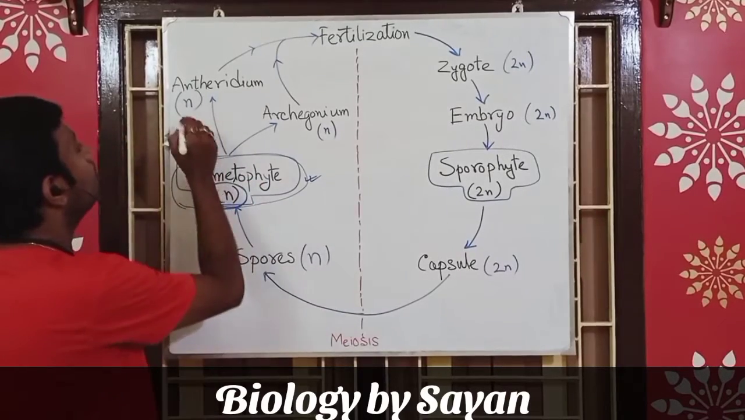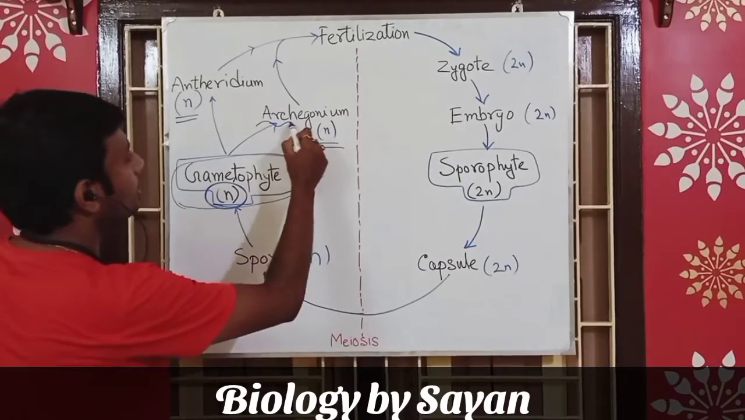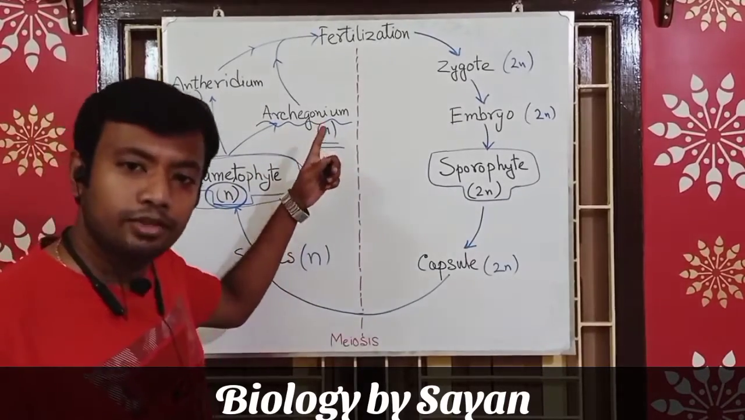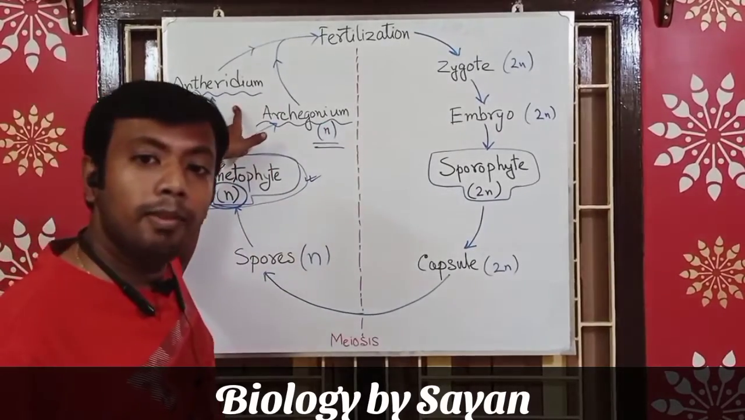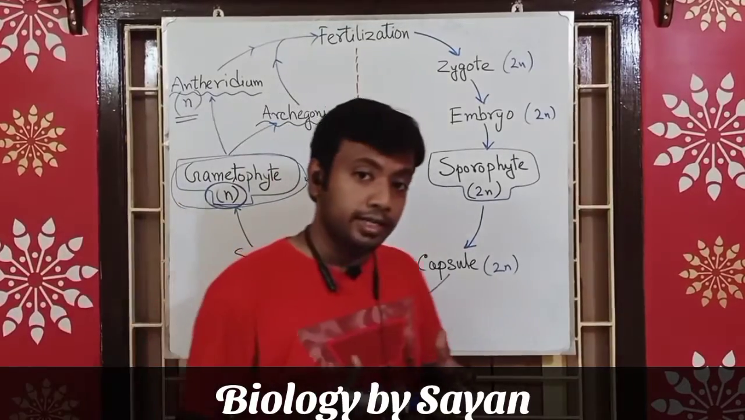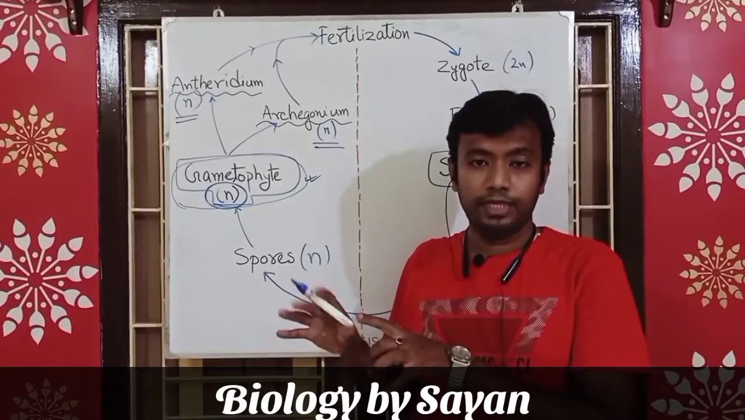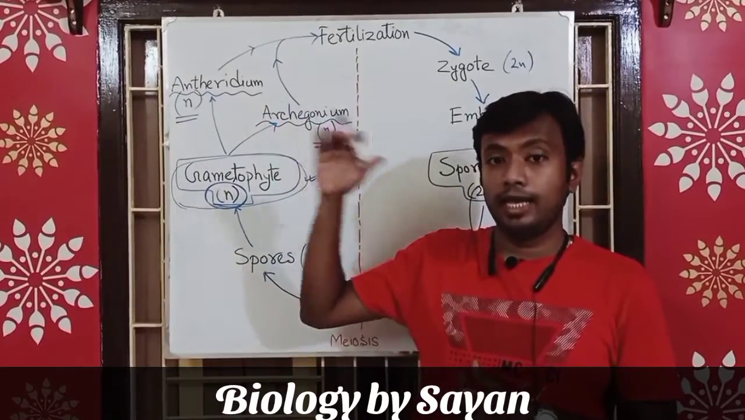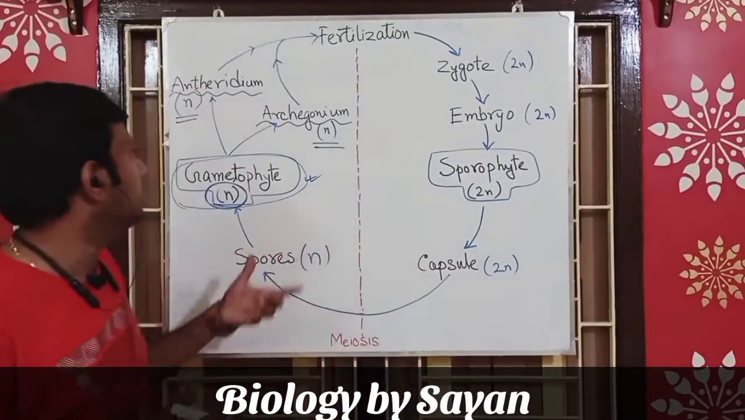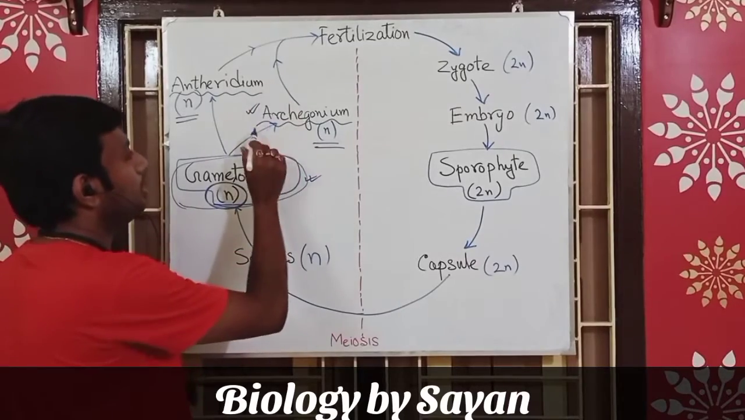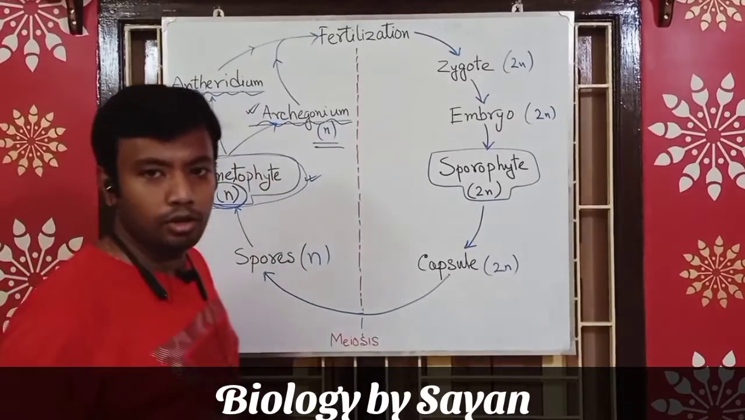The gametophytic plant body can produce two different types of parts. One is the archegonium, written here. This is the female sex organ. And another is the antheridium. This is the male sex organ. As we have already discussed, they do not form a typical sperm or typical ovum that you may find in higher plants like angiosperms. They do not form such typical sperm or ovum structures, but still they produce the sexual organs, the archegonium, female sex organ, and the antheridium, male sex organ.